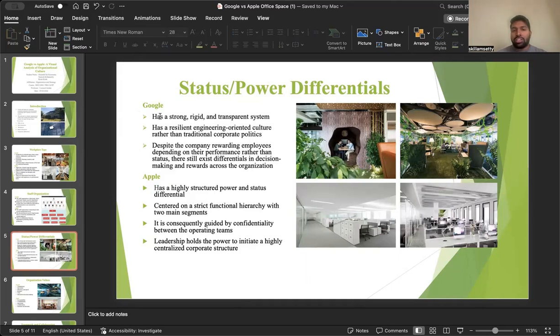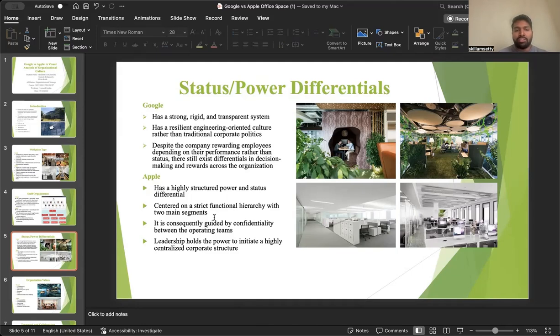So the next, the status power differentials. Google has a strong, rigid, and transparent system, with a resilient engineering-oriented culture rather than traditional corporate politics. Despite the company rewarding employees depending on their performance rather than status, differentials in decision making and rewards still exist across the organization.